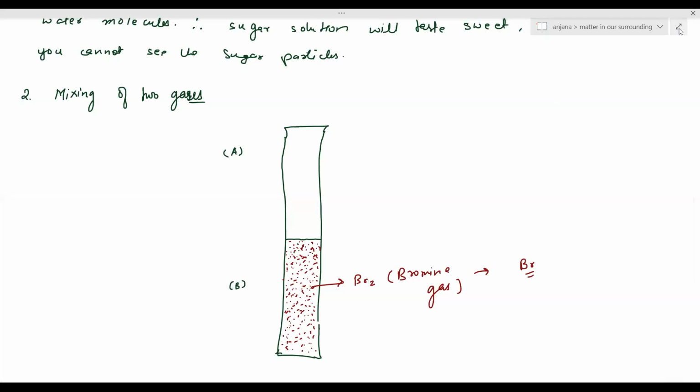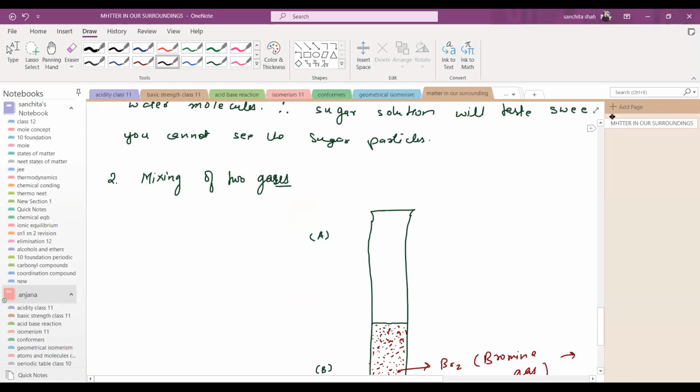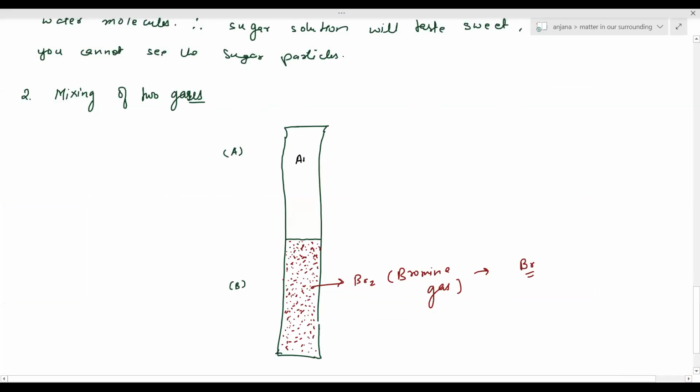Now this upper side contains air. Air, you know, has a lot of gases, like O2, N2, a little amount of helium, oxygen, nitrogen, some water vapors. All these are gaseous in nature. So air does contain the particles of these gases, but these are not colored. Basically, these are all colorless gases. That means this does contain particles or matter, but you can't see them.